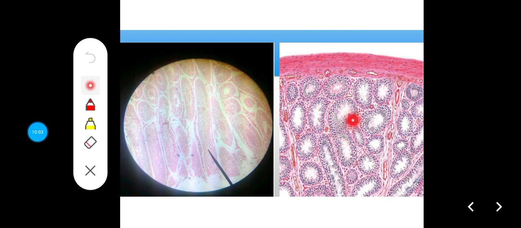And then the lumen is not exactly distinct. You can't find a clear-cut lumen due to the way that the developing cells obscure the lumen. So you can see so many of them. So I hope you appreciate that.